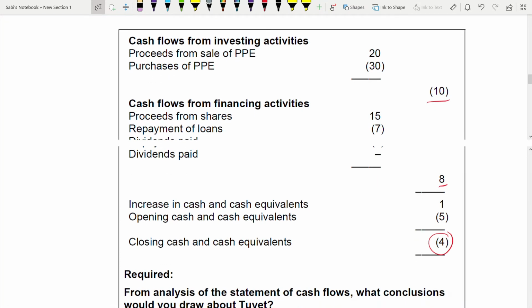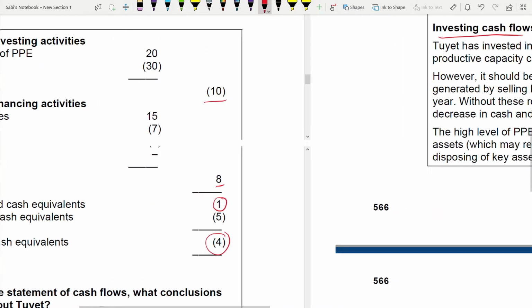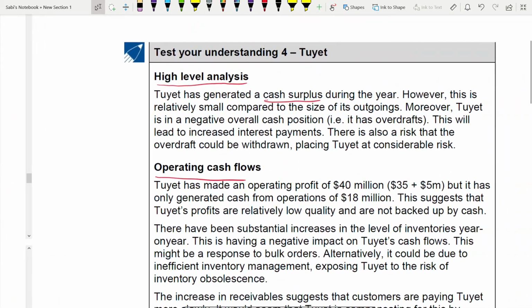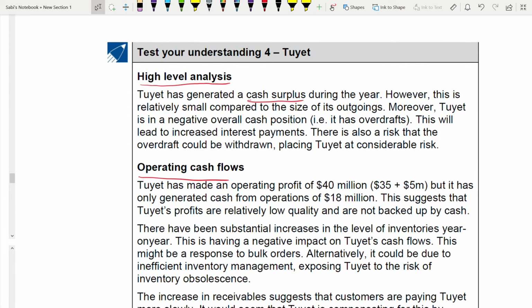If you see this one, increase in cash and cash equivalent. Earlier it was -5. Overdraft was 5. Now it's 1. It increased by 1. So there's an improvement. It's a cash surplus. Okay. If it's a negative figure, you have to say it's a deficit. Cash deficit. But this is cash surplus.